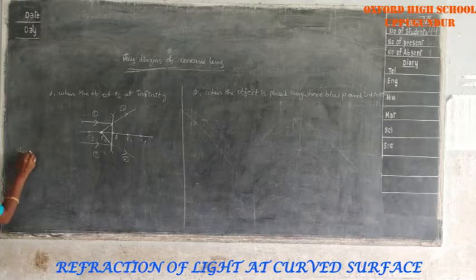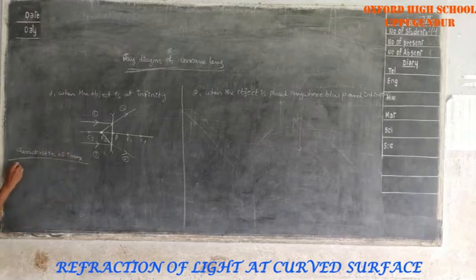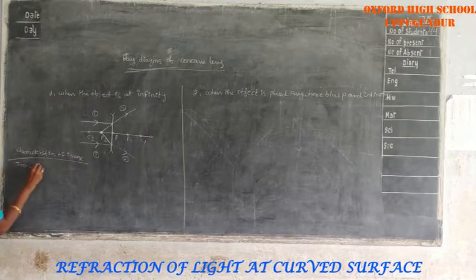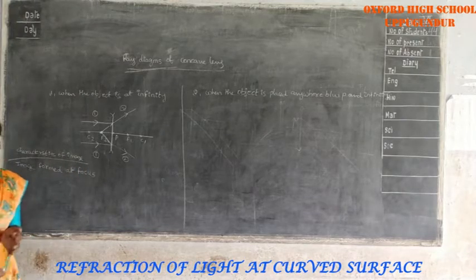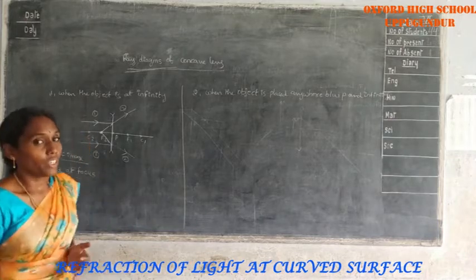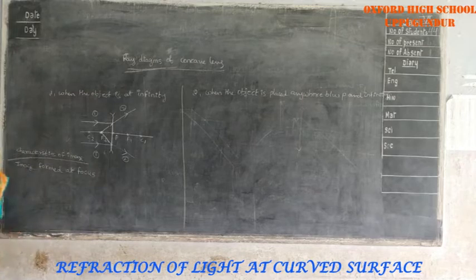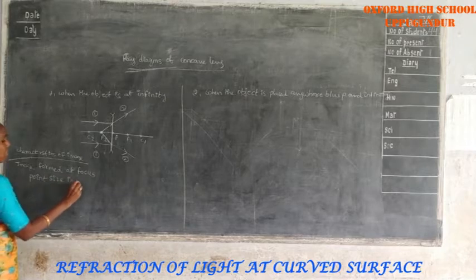Here, see the characteristics of this image. The image is formed at focus. It appears to diverge from the focus. That's why the extended refracted rays give a virtual image. All virtual images are erect images. It is a point-sized image.